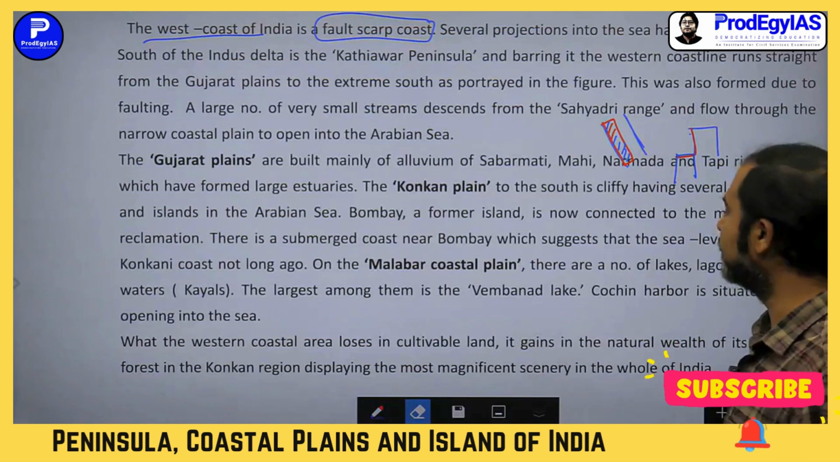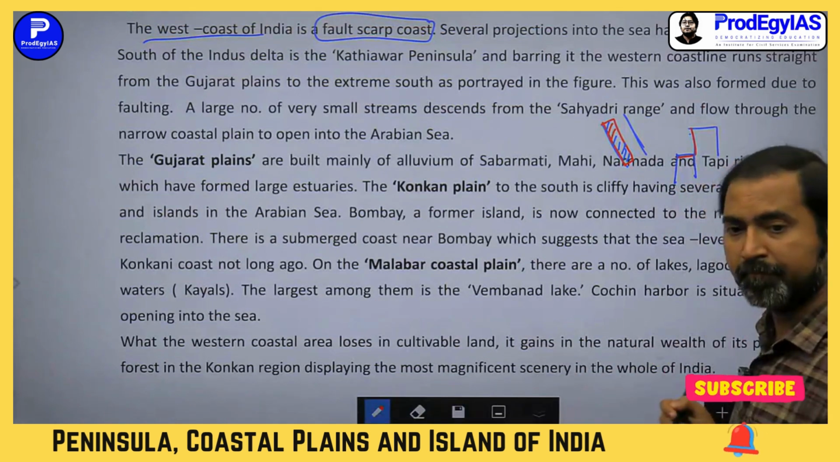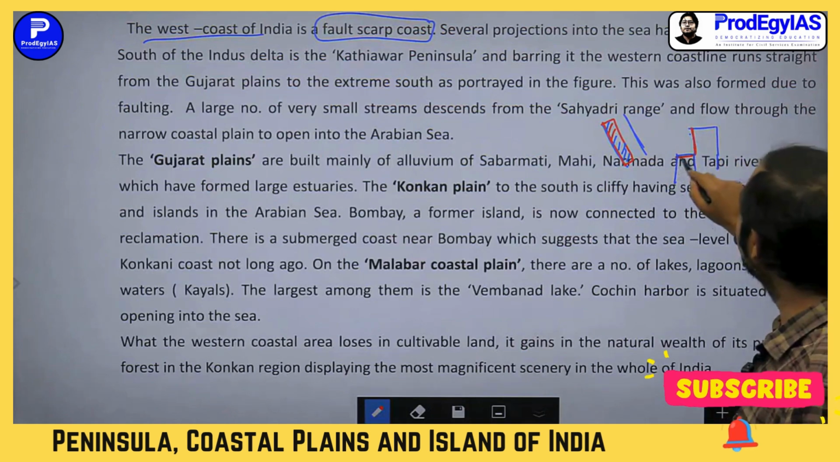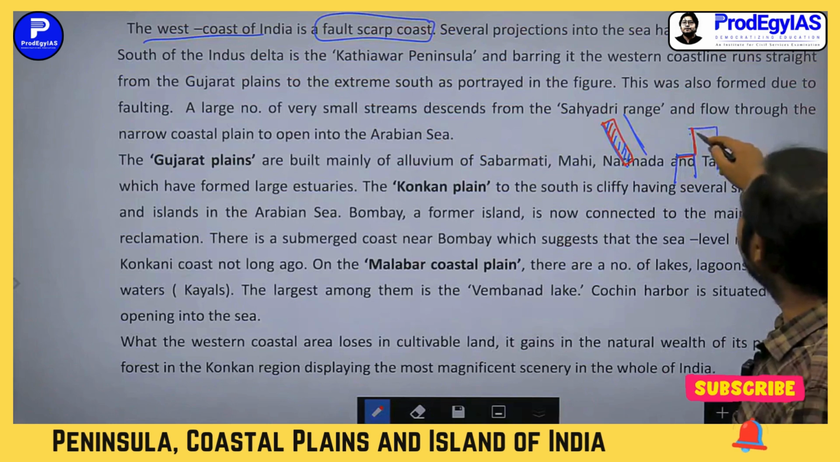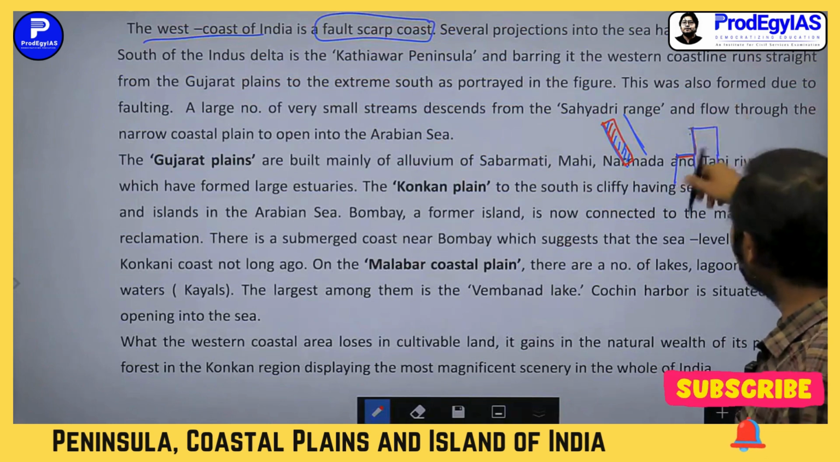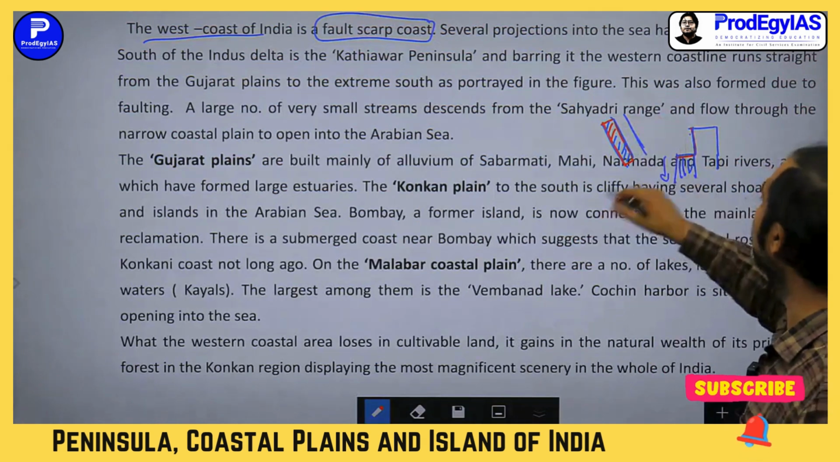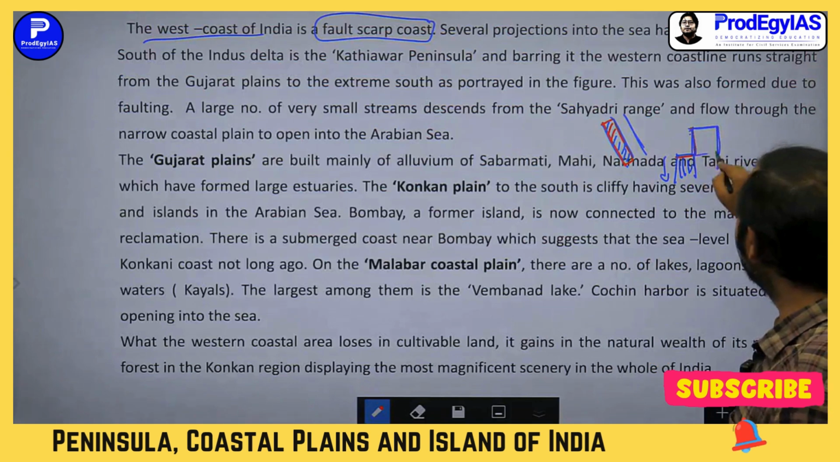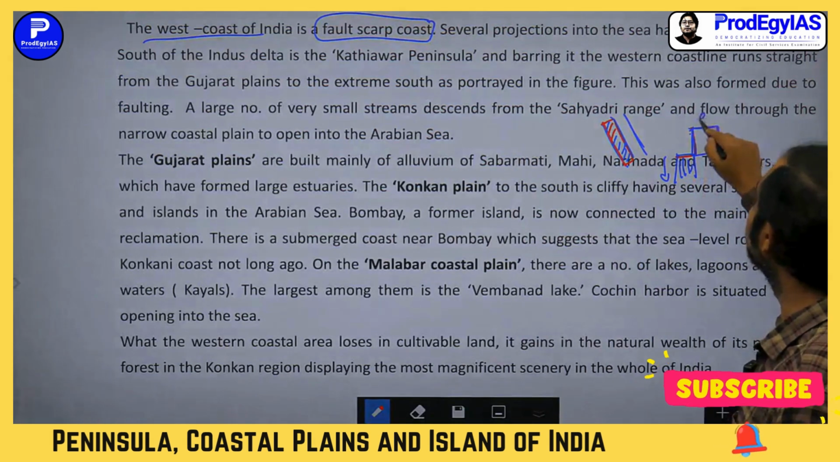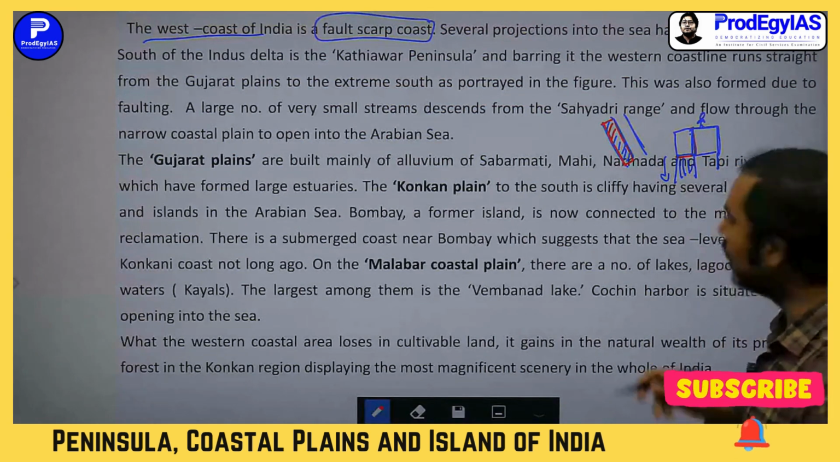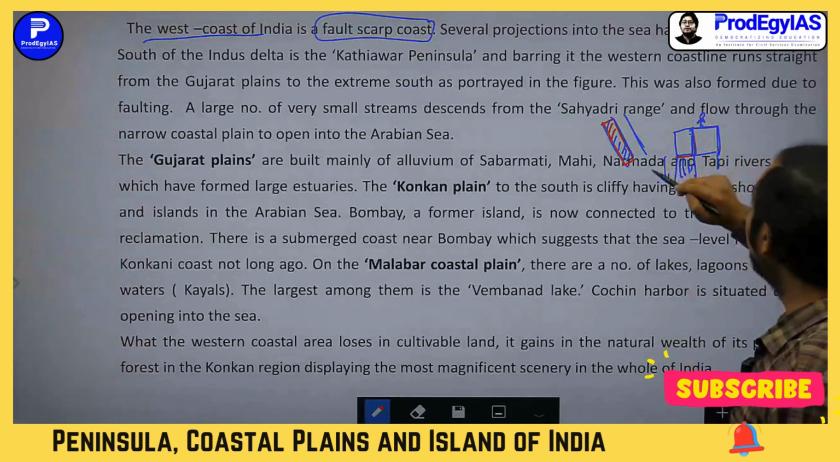This has become like this. Previously this part was here, but because of the upheaval, this part has gone down. So now this part looks like a wall. If you are standing over here, previously this was continuous land up to here, but now this part has gone down. So what happened?